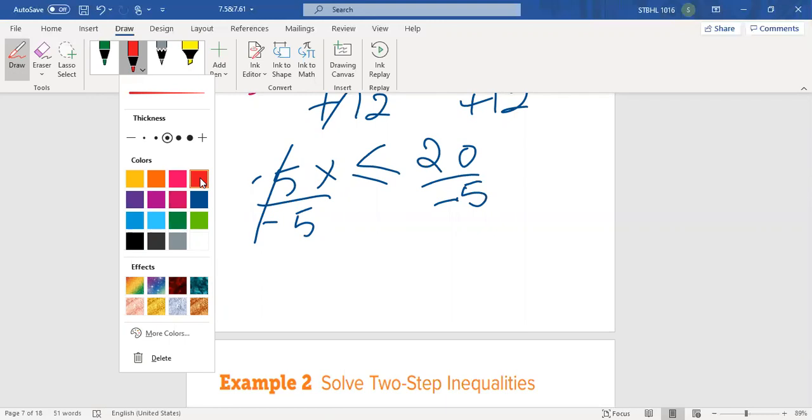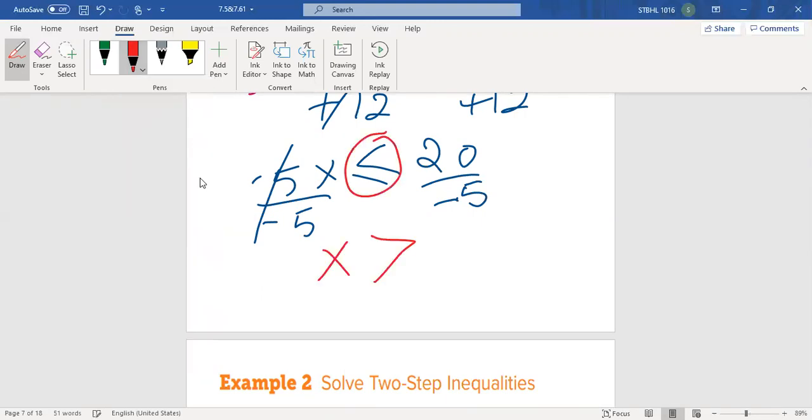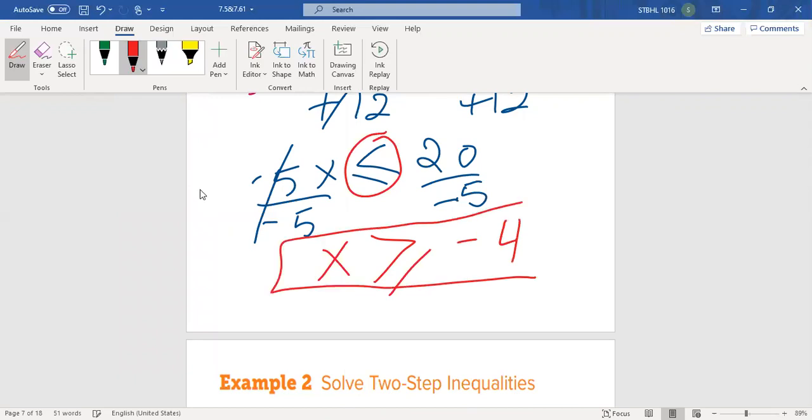So x, look, this is the inequality sign, so I have to flip the inequality sign. 20 divided by negative 5 is negative 4. This is the answer. And you can graph it easily. Graph where negative 4 is on the line, with a shaded circle because it has an equal sign. And look at the inequality, the mouth of the inequality is toward the variable. That indicates that I'm going to go to the right side.